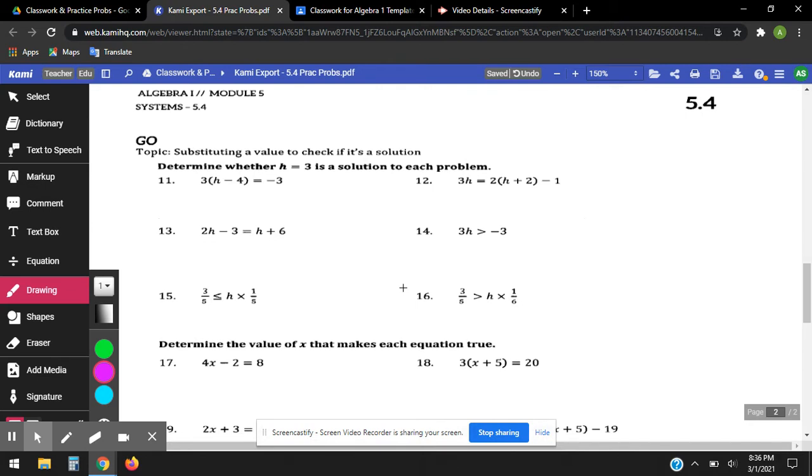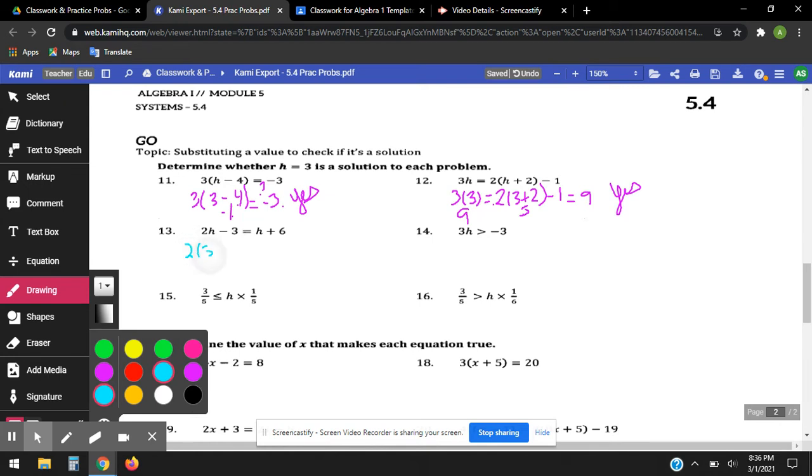Okay, determine whether h equals 3 is a solution to each problem. Well, 3 times 3 minus 4 equals negative 3. Let's see. 3 minus 4 is negative 1. 3 times negative 1 equals negative 3. So a yes. How about this one? 3 times 3, does that equal 2 times 3 plus 2, minus 1? Well, here's 5. 5 times 2 is 10. 10 minus 1 equals 9. 3 times 3 is 9, so that's a yes.